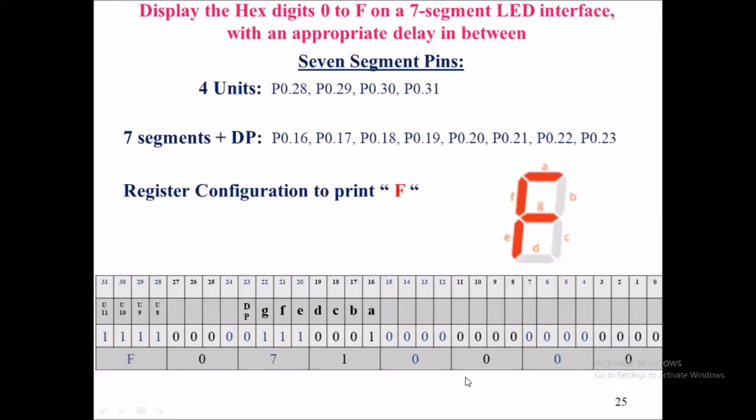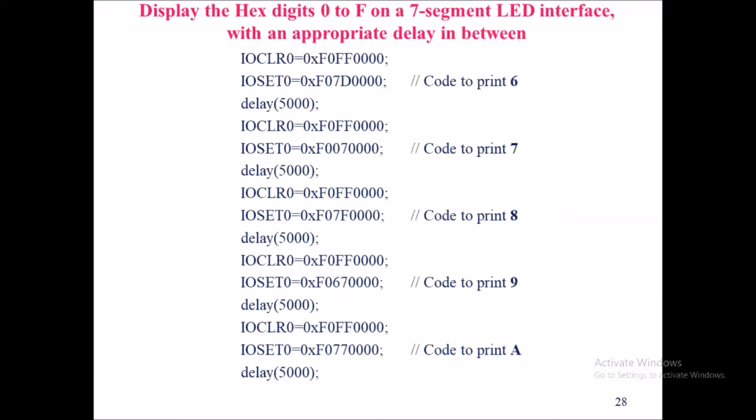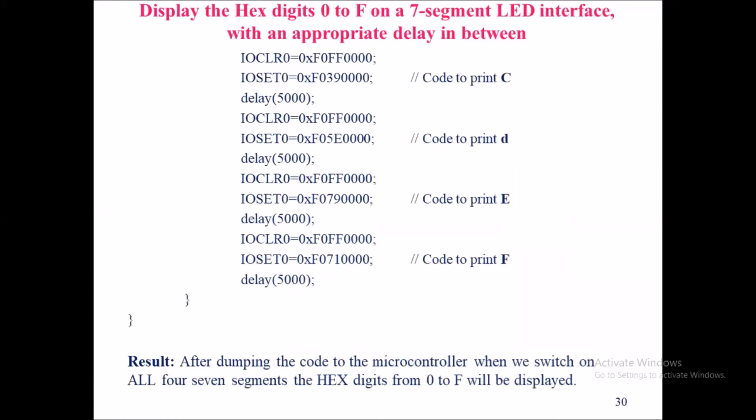So I hope you have understood all the register configurations to display the alphanumeric characters from 0 to F. Then we have a program. I will explain this program in the Keil IDE, when I show you the execution on the Keil IDE. So the result is after executing the program, after dumping the code, which means after dumping the hex file to the microcontroller.